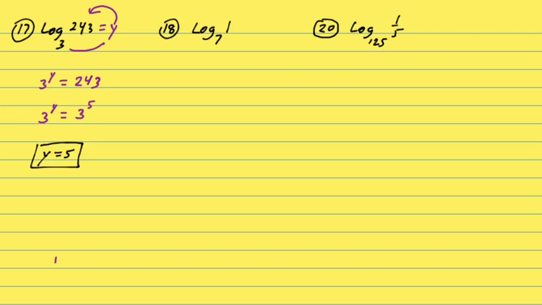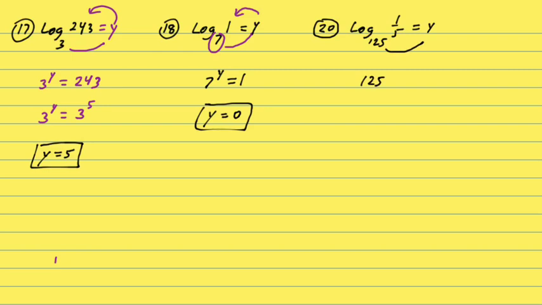Maybe you know that 7 to the 0 is 1. Otherwise, you'd have to do 7 to some power equals 1, and the power would have to be 0. Anytime you see the log of a 1, it's going to be 0. Because what is anything to the 0 power? 1.